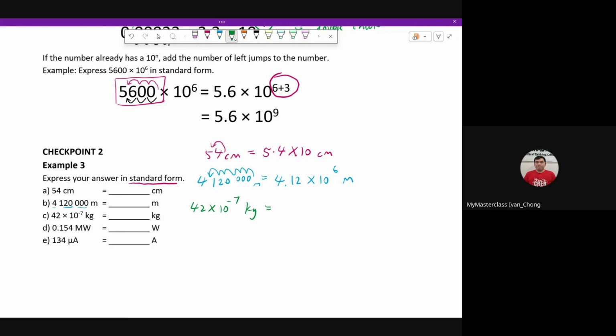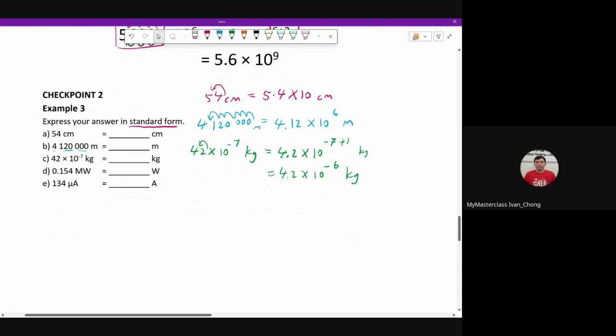First thing, 42 is not right. We jump over here. This is 4.2 times 10 to the power of minus 7. And because we jump one time to the right, we plus 1. Okay, so we end up with 4.2 times 10 to the power of minus 6 kg.